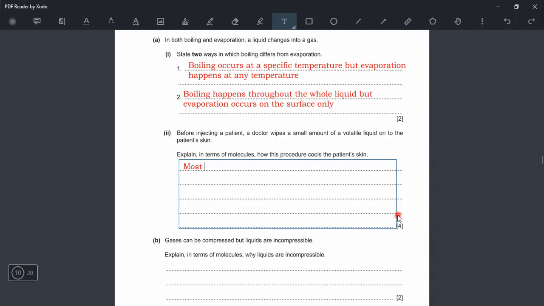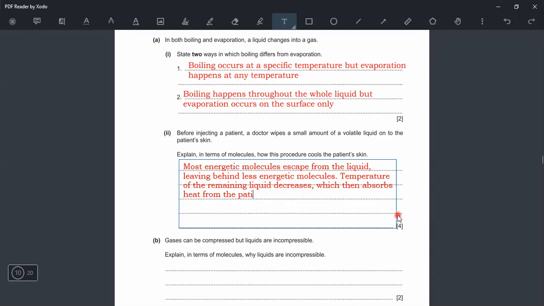So we'll just mention the most energetic molecules escape from the liquid, leaving behind less energetic molecules. So the temperature of the remaining liquid decreases, which then absorbs heat from the patient's skin. Great.